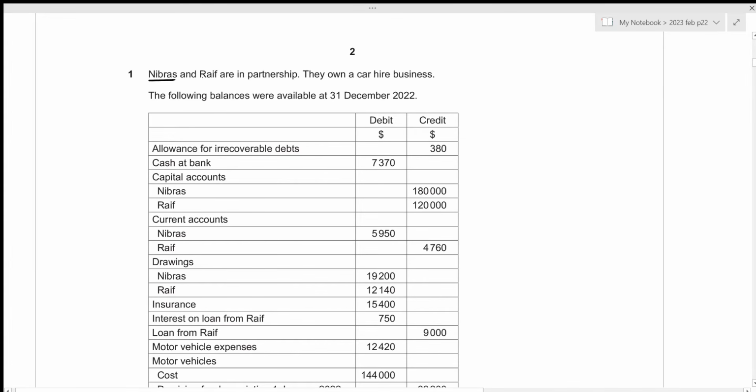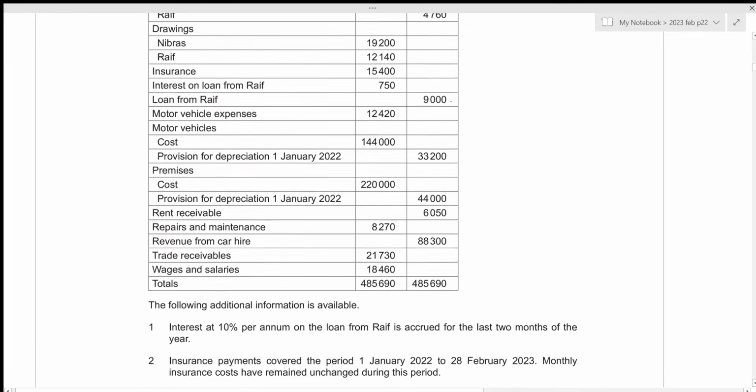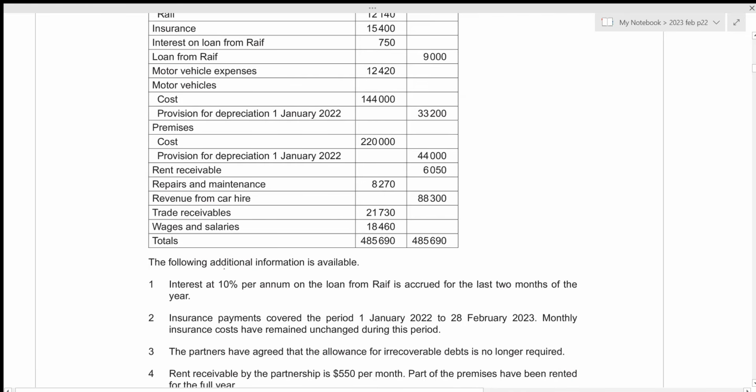Nibras and Raif are in a partnership and they own a car hire business. The following balances were available at 31st December 2022. Alright, now we're also given additional information. Let's have a look at it.